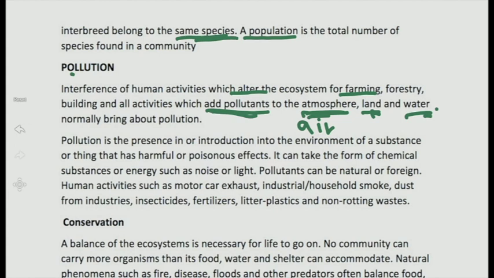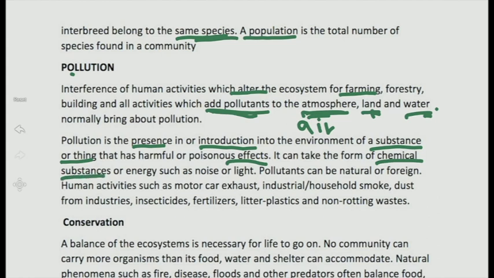Pollution is therefore the presence in or the introduction into an environment of a substance or thing that has harmful or poisonous effects. When I introduce something, but it has no harmful effects or is not destroying, that is not pollution. But it becomes a pollution when it becomes a destructive measure. It can take the form of chemical substances. Our pollutants can be chemicals.